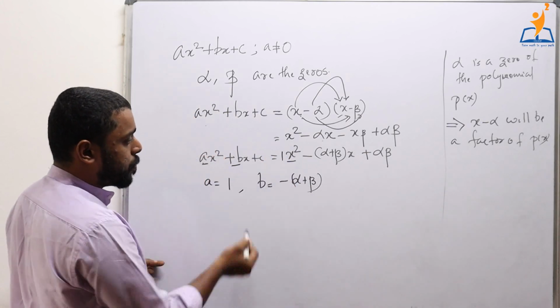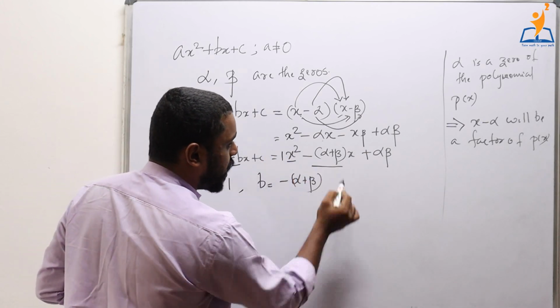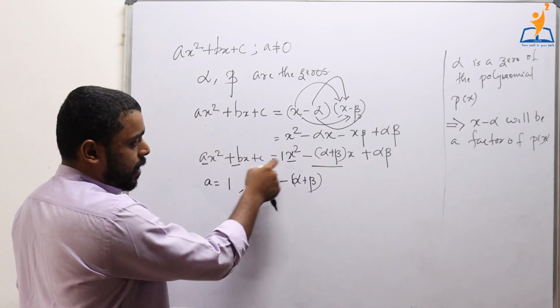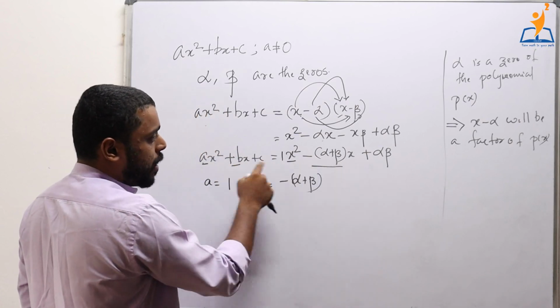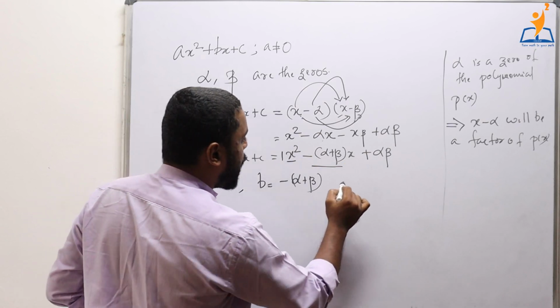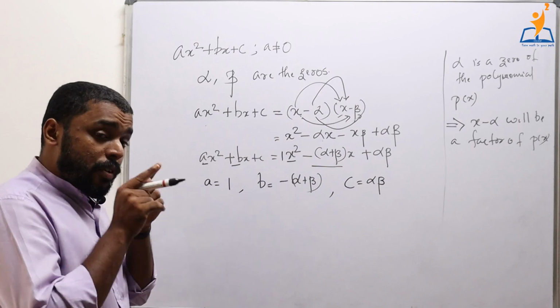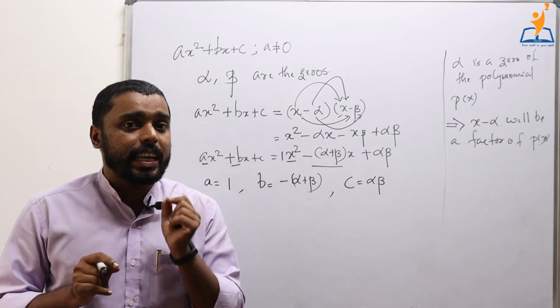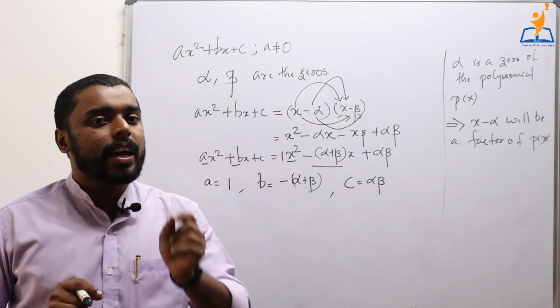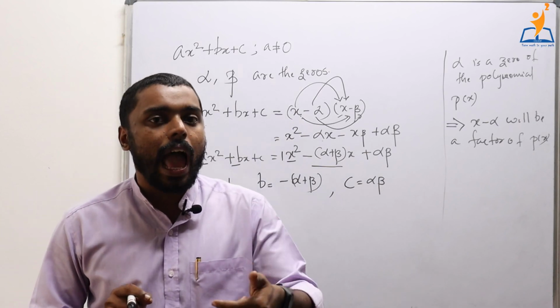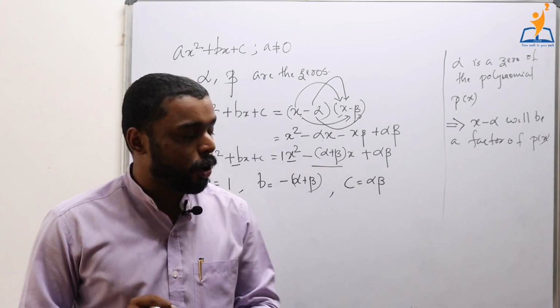Here the coefficient is b, here the coefficient is minus alpha plus beta. So equating the coefficients of x, we get b equal to minus alpha plus beta, and c is equal to alpha beta, right? We are going to check whether there is any relationship between the coefficients of a polynomial as well as the zeros of the polynomial.